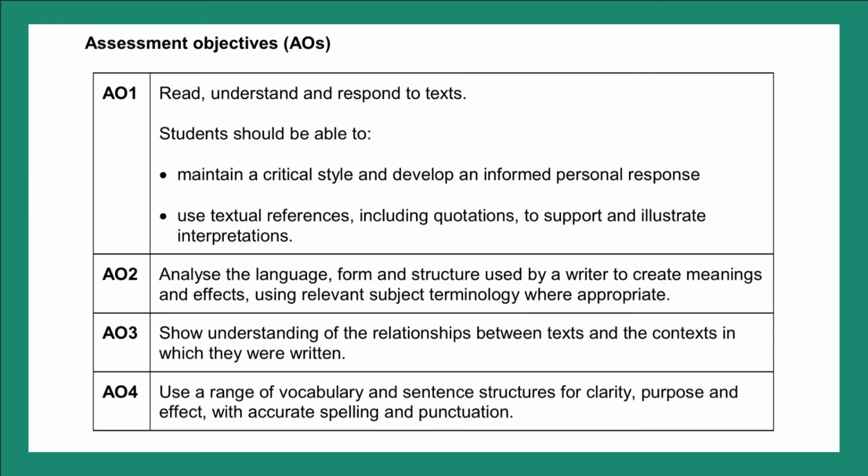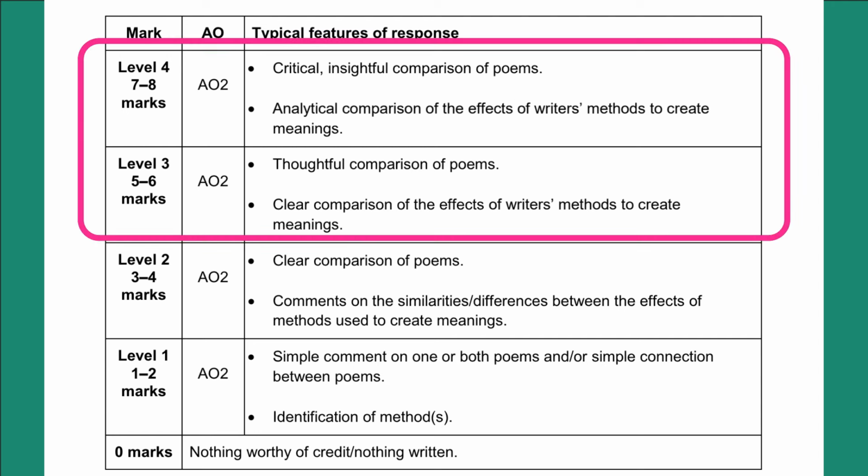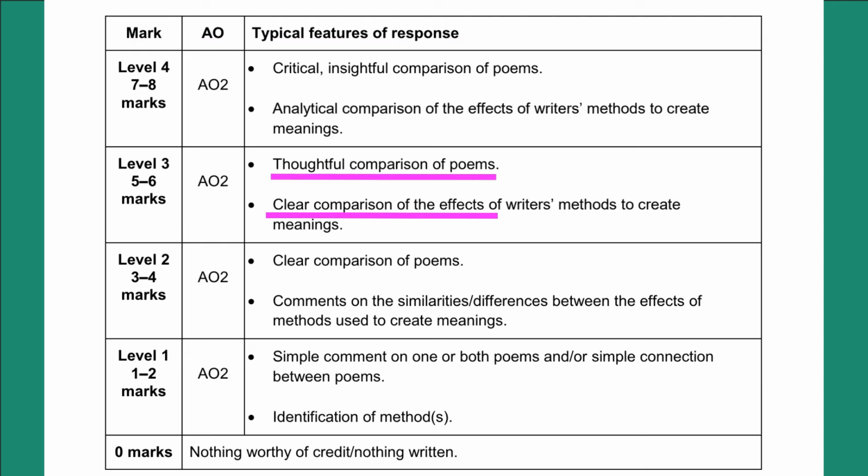Really importantly, the only marks available on this question are for AO2. This question is worth only 8 marks, so you will not be writing as much as the previous 3 questions. If we take a look at the mark scheme for this question, you'll see for higher marks it's about the quality of your comparison of methods in both poems. For level 3, or 5 to 6 marks, your comparison needs to be clear. For the top band, of 7 to 8 marks, the words analytical and insightful are used, which essentially mean digging as deeply as you can for meanings and effects.